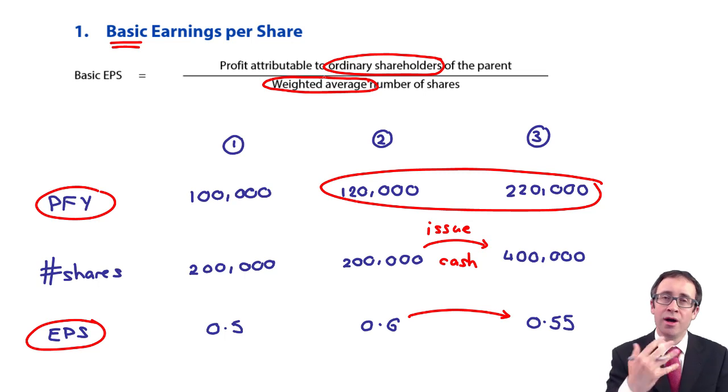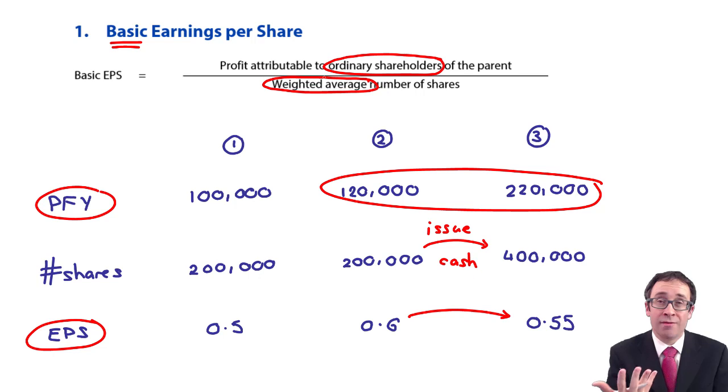So having prepared the group statement of profit or loss, having prepared the published company accounts, using your answer, you might have to work out an earnings per share figure. So it can effectively appear anywhere within the exam.